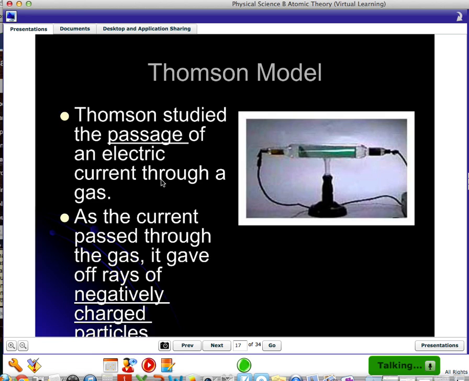So the way that he determined that there were actually smaller pieces inside the atom was because he used this particular experiment. He had an electric current that passed through a glass tube, and in this glass tube was a certain gas. When the electric current passed through, it gave off negatively charged particles, which ended up changing color and being attracted to a certain piece on that tube, because you had a positive end and a negative end. So he had a gas tube, sent an electric current through it, and this is how he discovered that there were positive and negative pieces that made up this model of an atom.